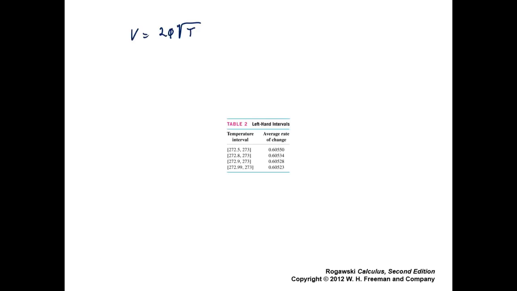Estimate the instantaneous rate of change of V with respect to T at the temperature when T is equal to 273. Does anyone know what 273 is? Zero Celsius, exactly. Freezing point of water. That's 273 K. And so this is going to be our T0. Everything's going to be compared to this.